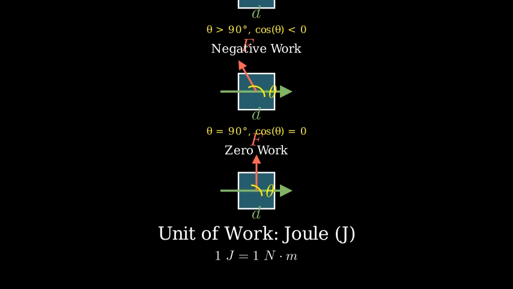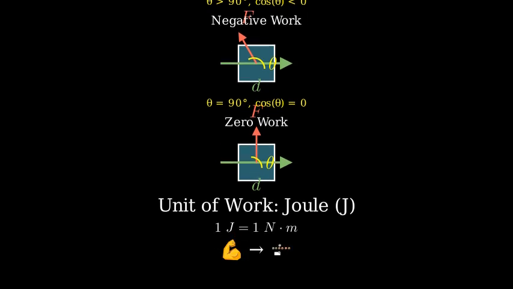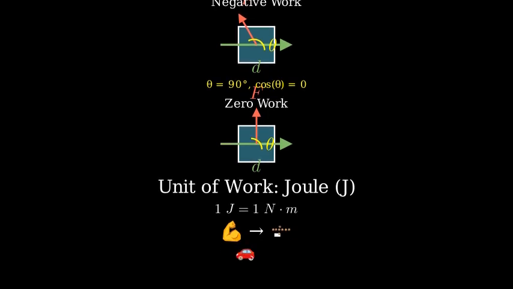Let's look at some examples. Pushing a stalled car forward involves positive work because the force you apply is in the direction the car moves. Lifting a weight upwards also involves positive work by the lifting force. When a car brakes, the braking force opposes the car's motion, so it does negative work, removing kinetic energy. Friction acting on a sliding object also does negative work.